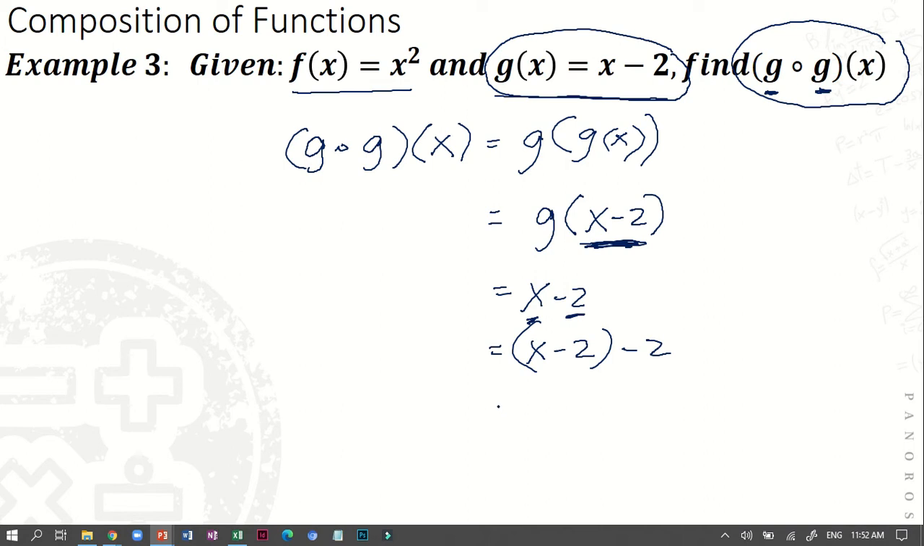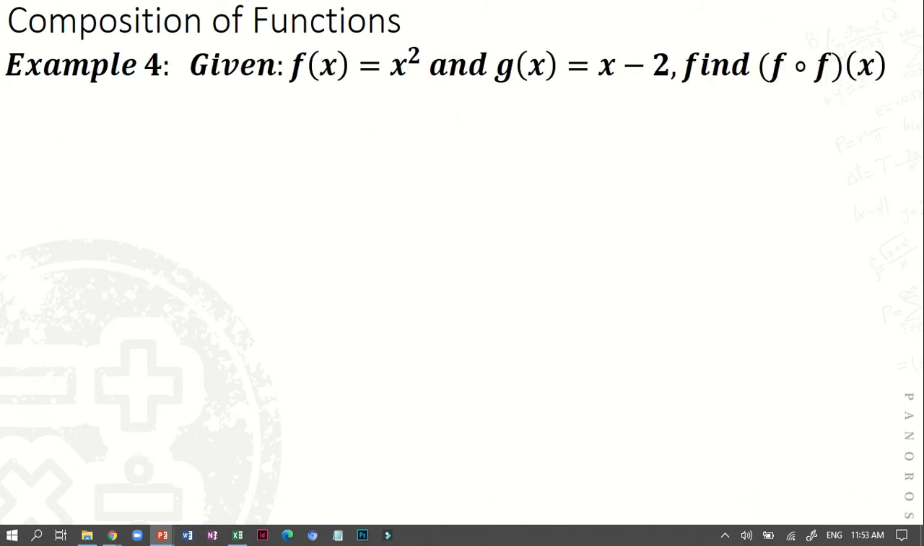Okay, simplify. So, combine similar terms. So, similar dito ang negative 2 minus 2. They are similar because they are terms without literal coefficient. So, both of them has no literal coefficient. So, copy x, then solve negative 2 minus 2, that is negative 4. So, final answer is x minus 4. Maikli nga lang yung solution, no? Maikli lang yung solution natin. Okay, proceed.